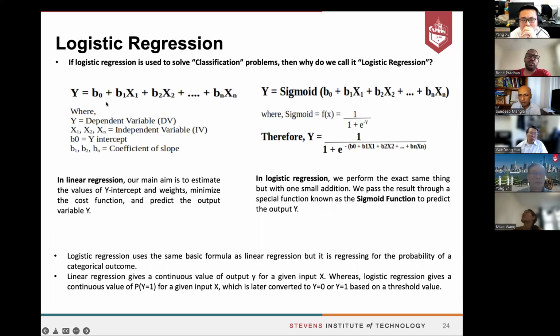So as you can see, the underlying equation is the same for both linear regression as well as logistic regression. The only difference is the sigmoidal function, where the sigmoidal function is 1 upon 1 plus e raised to minus y. So minus y will be the entire linear regression term.